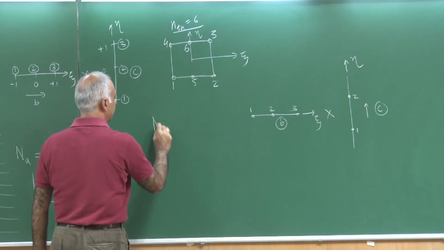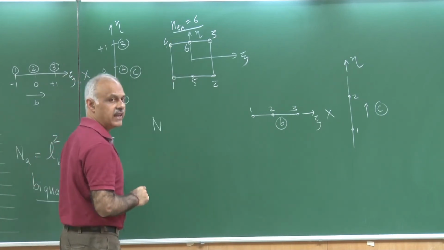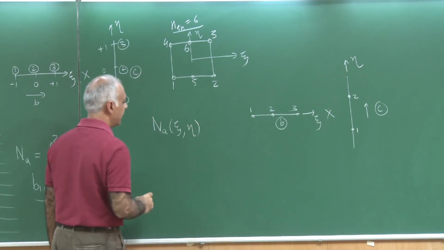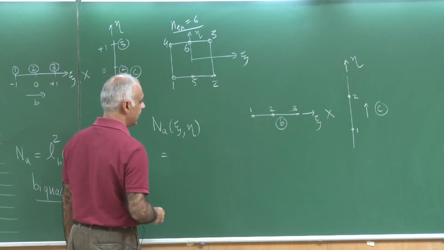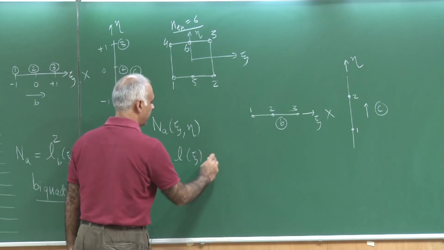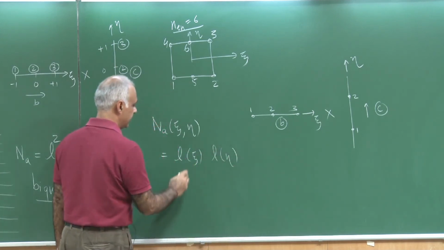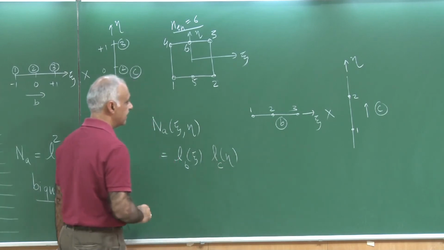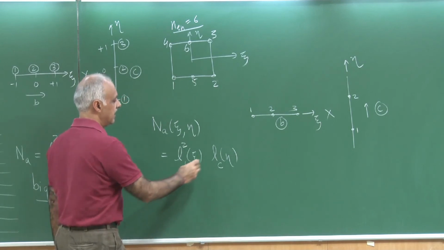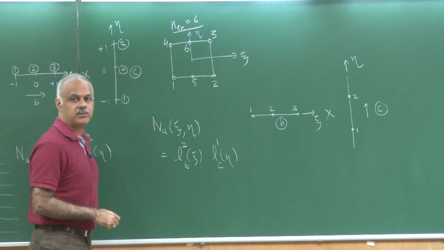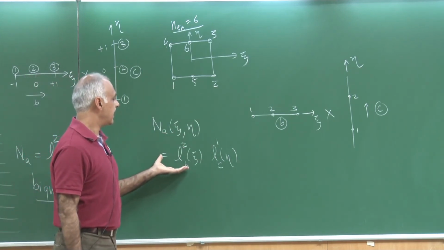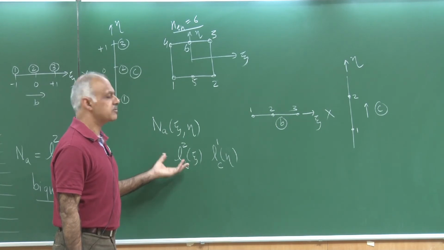So, here is the proposal that for 6 noded elements my shape function Na in terms of xi and eta can actually be given as L of xi, L of eta. This is B, this index is C. And now my xi direction has second order polynomials and the eta direction has first order polynomials. So, by mixing different kinds of Lagrange polynomials, I can generate these very special elements.